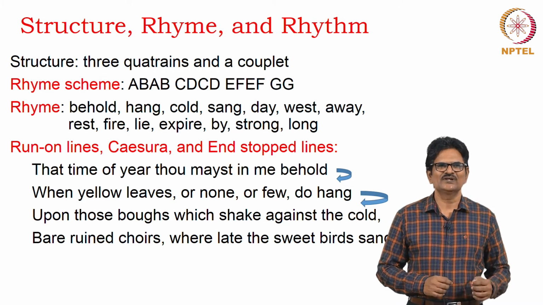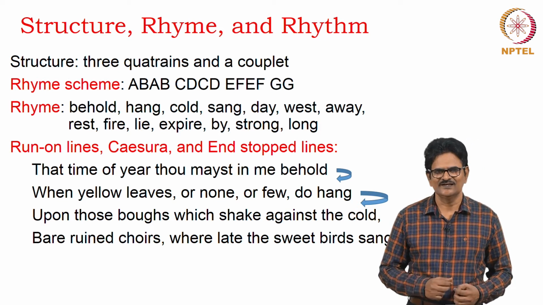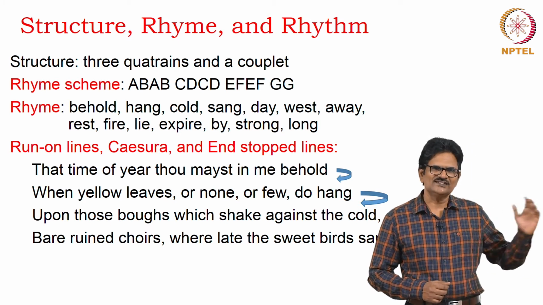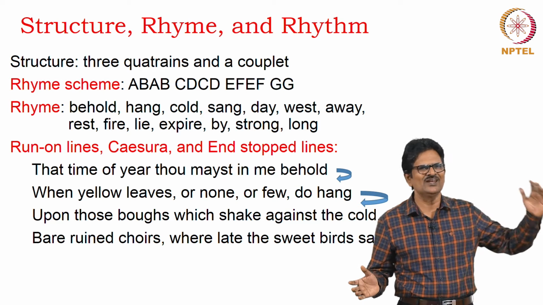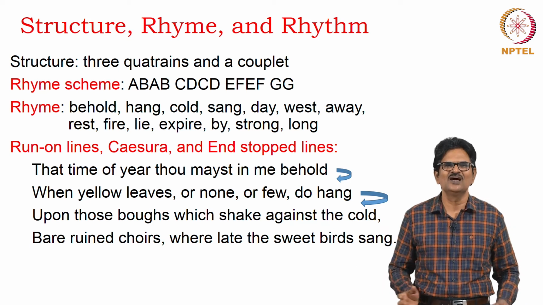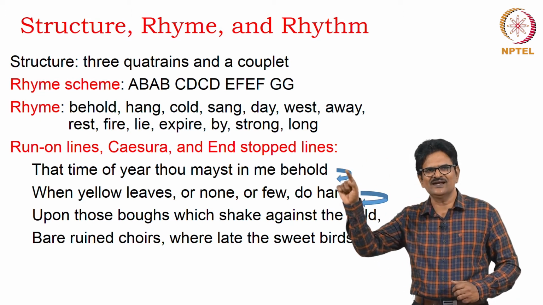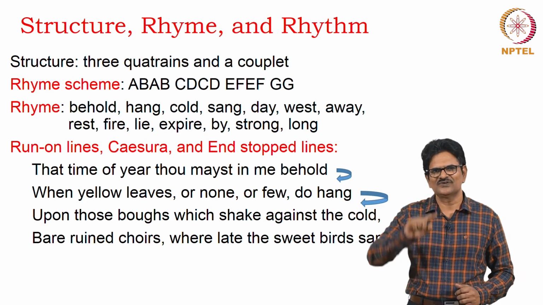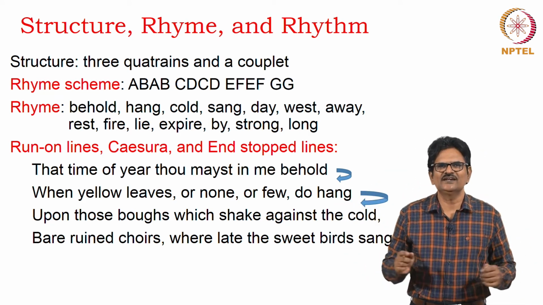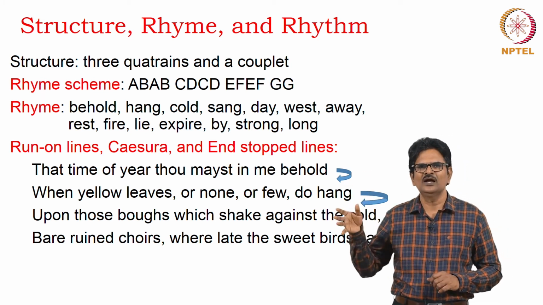We also look at some run on lines, caesura and end stop lines in this sonnet. Here we have the first quatrain. That time of year thou mayest in me behold, when yellow leaves or none or few do hang upon those boughs which shake against the cold, bare ruined choirs where late the sweet bird sang. We have indicated the run on lines through one symbol, from behold to when, from do hang upon. The caesura is indicated through commas in different places, and at the end of the end stop lines we have comma and also full stop.